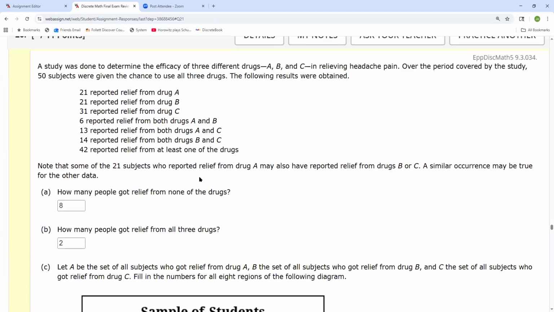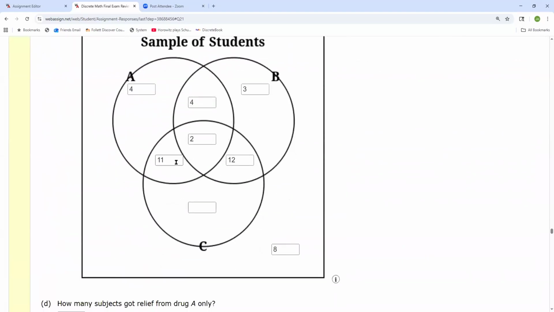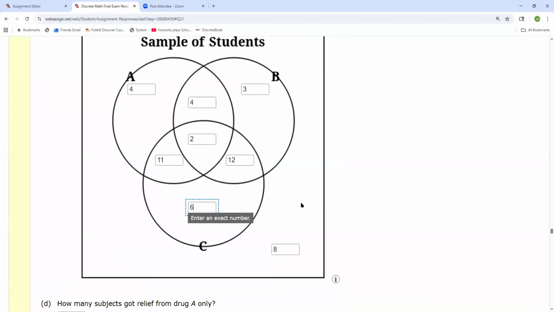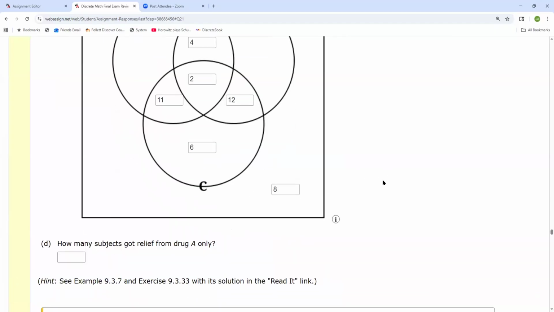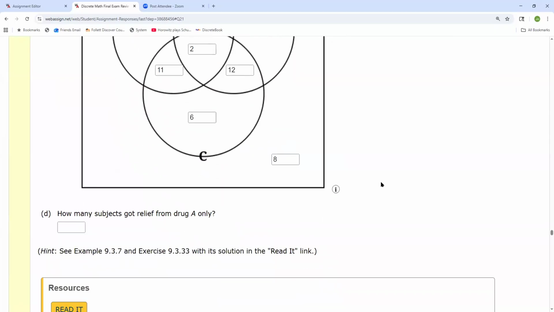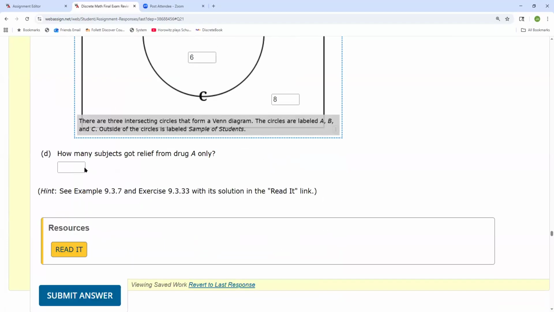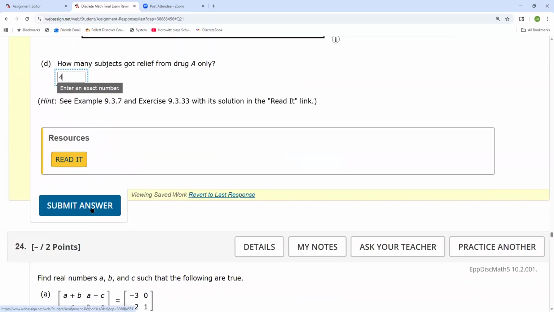And the number of things that's in C is 31. So add these up. 11 plus 2 is 13, plus 12 is 25. And you have to have 31 total, so there's 6 more that are in C total. So those are the number of things that are in the whole answer. How many subjects only got relief from drug A only, but nothing else? That would be 4, right? Because there's 4 in that spot. So perfect.